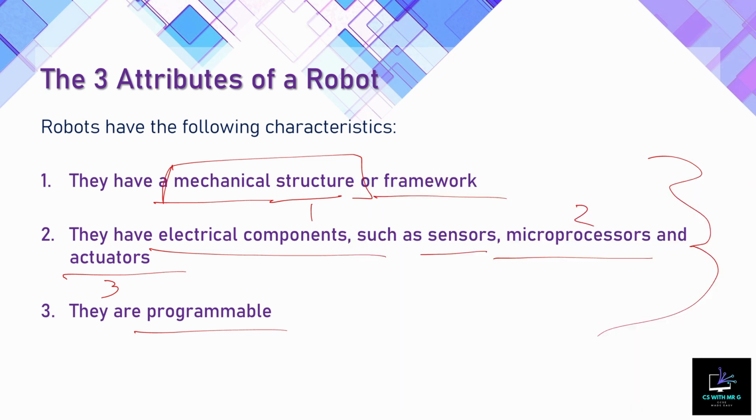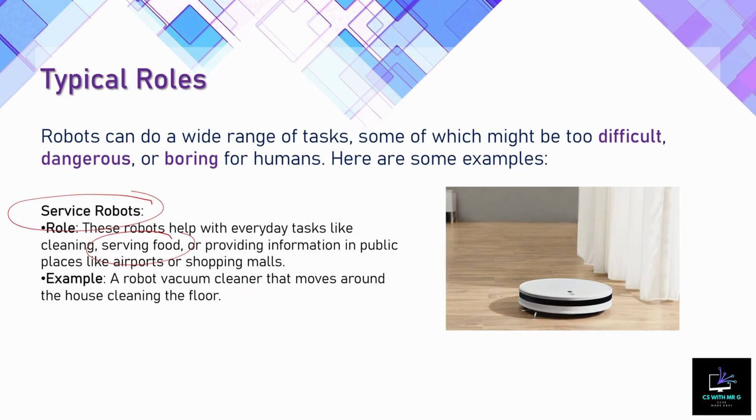A self-service checkout has a mechanical structure. It certainly has electrical components, such as a barcode reader, which is a sensor, definitely a microprocessor, and then actuators, or some kind of output, such as the screen that you can see, the machine that prints out your receipt, and speakers to alert you if you might need help. And thirdly, they are definitely programmable. So again, service robots, although they might not seem like robots, we can class them as robots because they fall under those three categories.